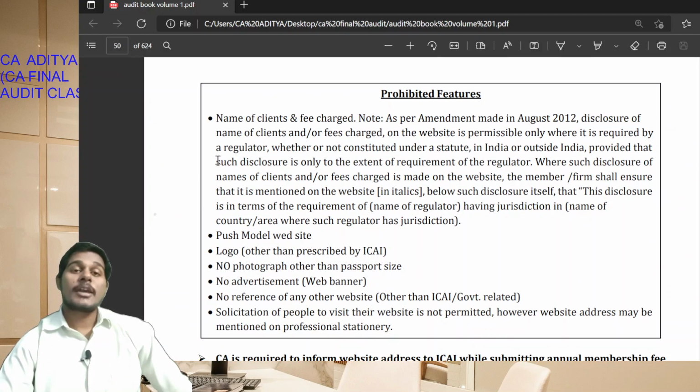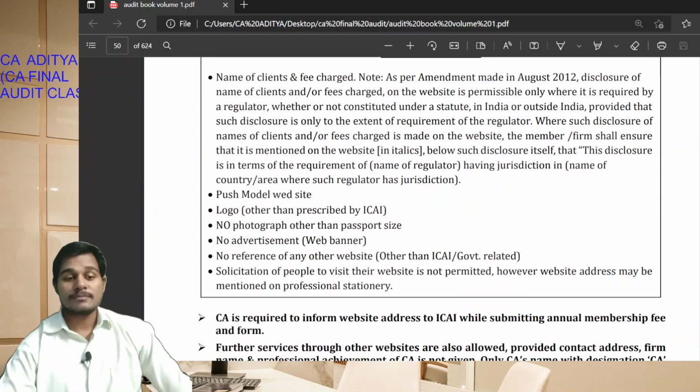Prohibited features. Names of clients and fee details are not to be provided on any documents, visiting cards or pamphlets. Push model web-based is not allowed. Logos other than those prescribed by ICAI are not allowed. No photograph other than passport size. No advertisement. No reference to other websites other than ICAI or government related. Soliciting people to visit the website is not permitted. Okay, students.